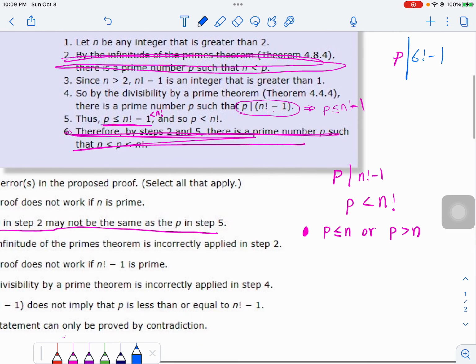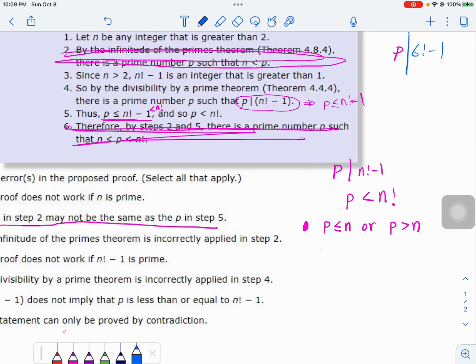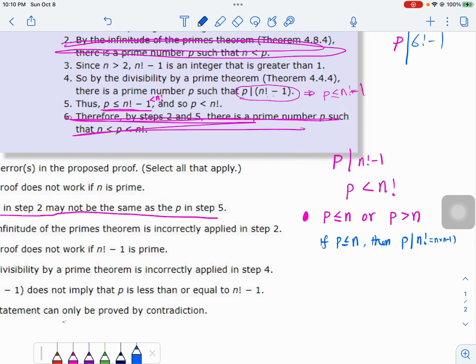Okay. Now let's discuss if p is less than or equal to n, then p for sure divides n factorial. Because what is n factorial? n times n minus 1 times n minus 2, and so on and so forth, all the way down to 1. And because p is less than or equal to n, then p must be one of those numbers, right? So n factorial is n times n minus 1 times n minus 2, and so on, down to 3 times 2 times 1. So p would be one of the integers here, so p certainly divides n factorial.